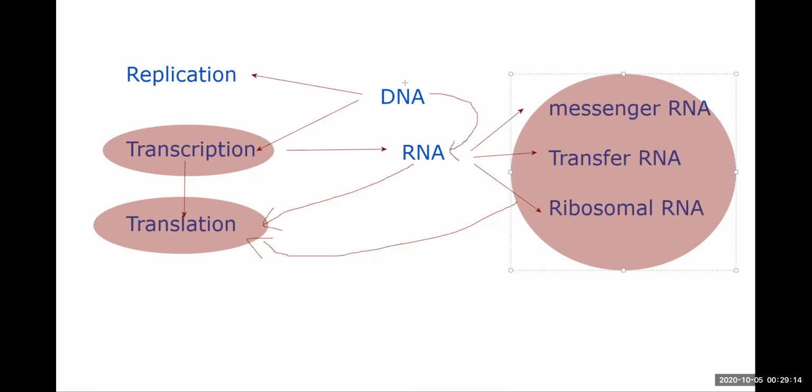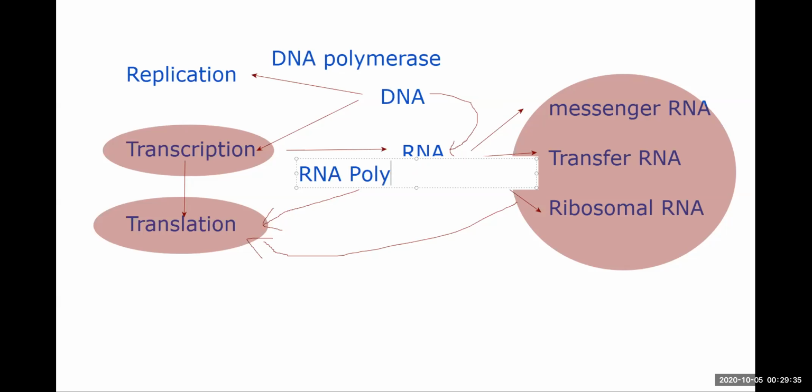Now, as I mentioned in replication, replication is an enzymatic process carried out by DNA polymerase. Similarly, transcription is also an enzymatic process that is carried out by the enzyme RNA polymerase. Although the names sound very familiar and easy to remember, they're very different.